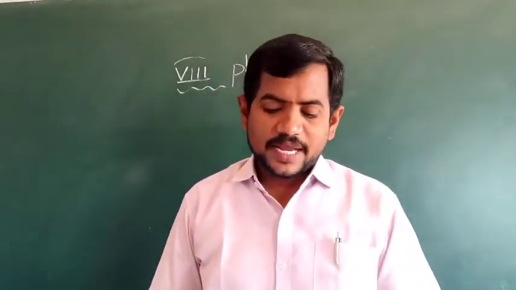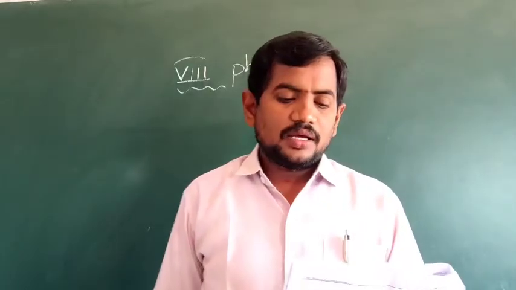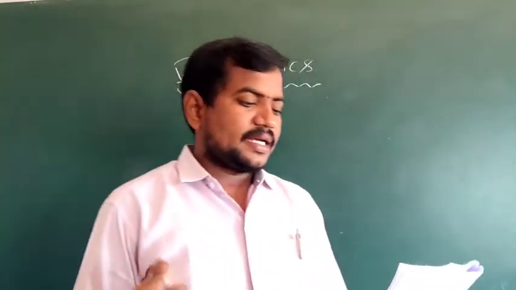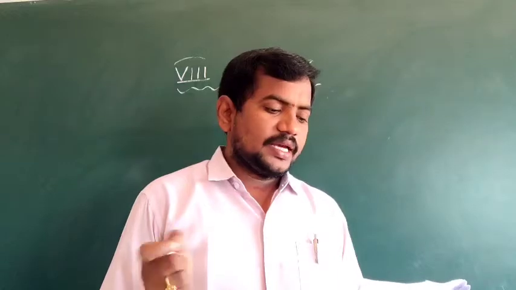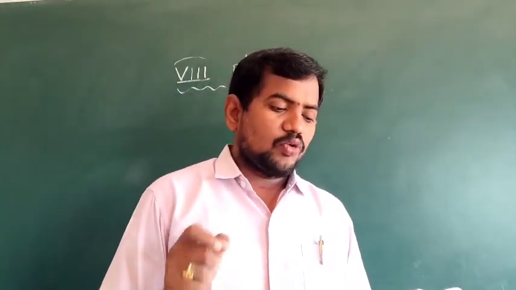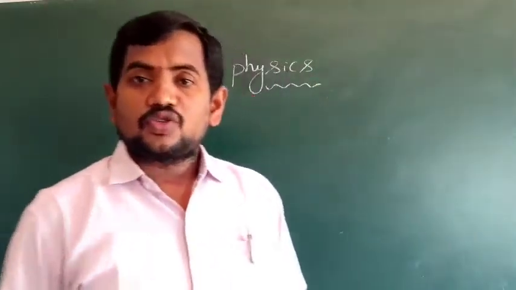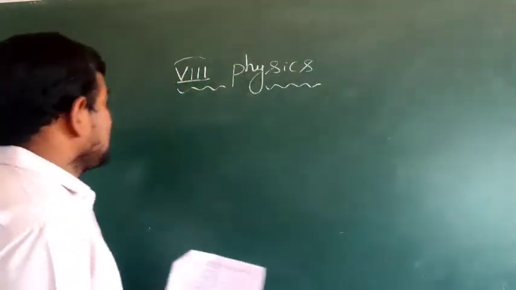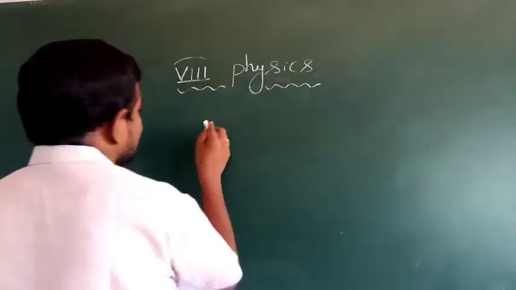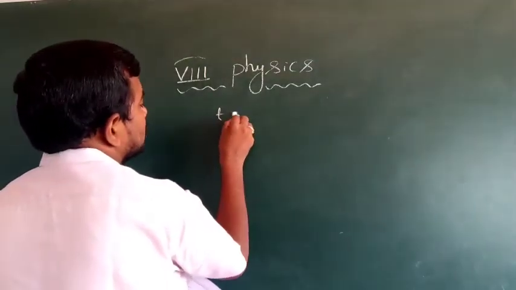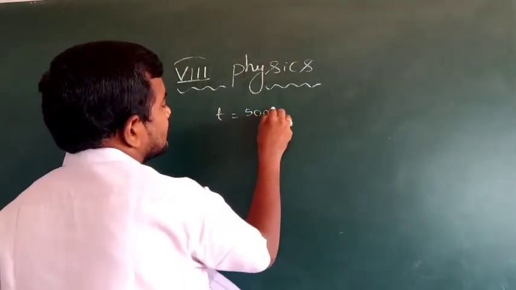So what is the time taken by the lecturer? He enters the theatre at 12 o'clock noon, 12 p.m., and he leaves at 12:50 p.m. So what is the time taken? 50 minutes. Now let us write the details of this. So t is equal to 50 minutes.